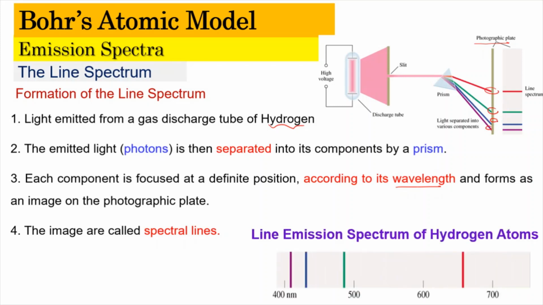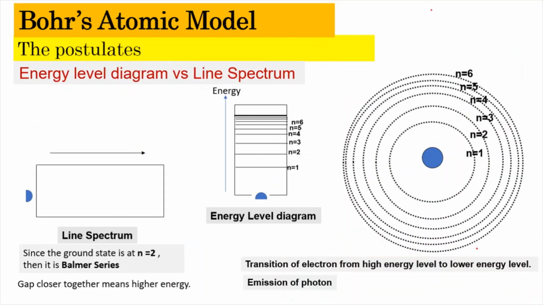And these images here are known as the spectral line, or the line spectrum of the hydrogen atom. Okay, and now we're going to look back into the postulates that we have learned in the previous video. As mentioned, we're going to focus more on the emission part. The emission part happens when there is a transition from a high energy level to a low energy level involving the electron of a hydrogen.